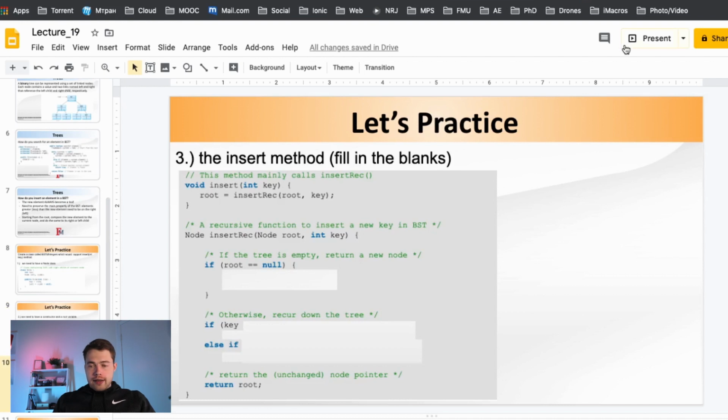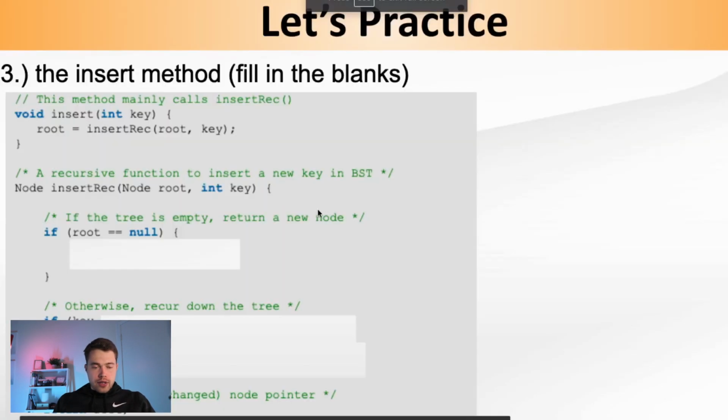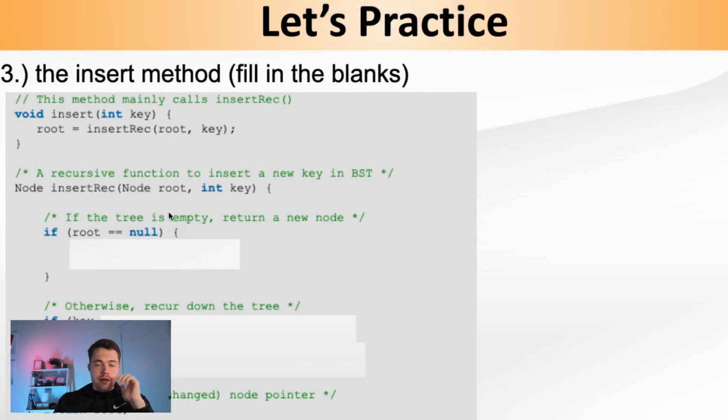After that, here's the code which you may use. Completely up to you. That's kind of like help for you. This method mainly calls insert track. We're going to do a recursive call for the method which is going to insert an element in the tree. Void insert int key, root is equal to insert track root key.